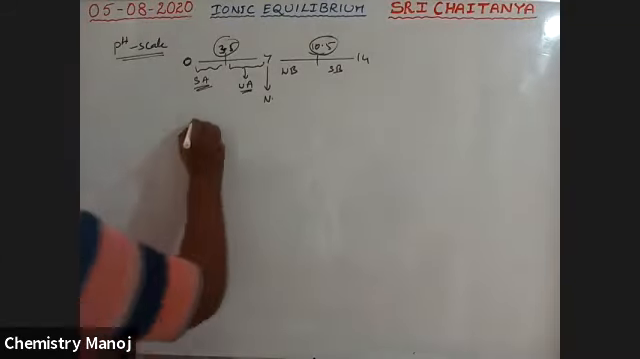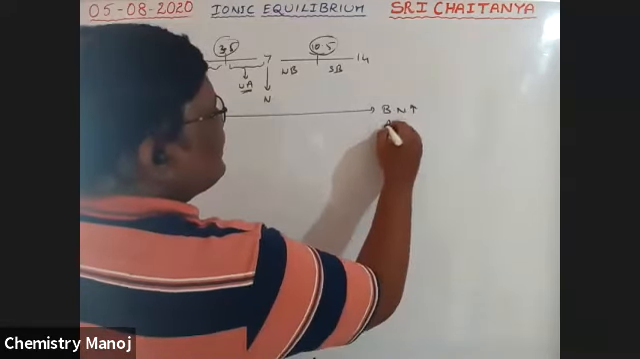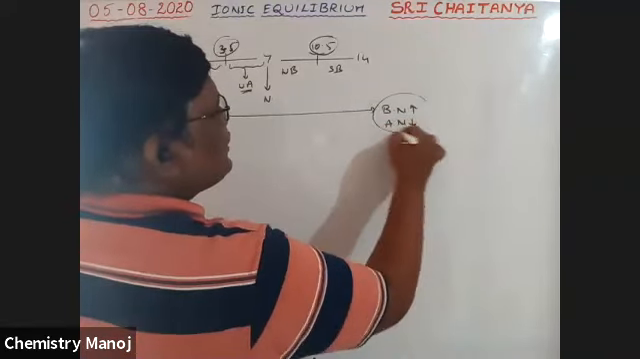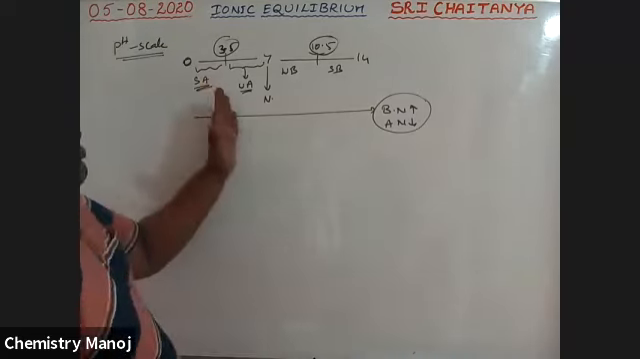From left to right, as pH value increases, basic nature increases and acidic nature decreases. So it is important: basic nature increases, acidic nature decreases. So finally, which is strong, which is weak?